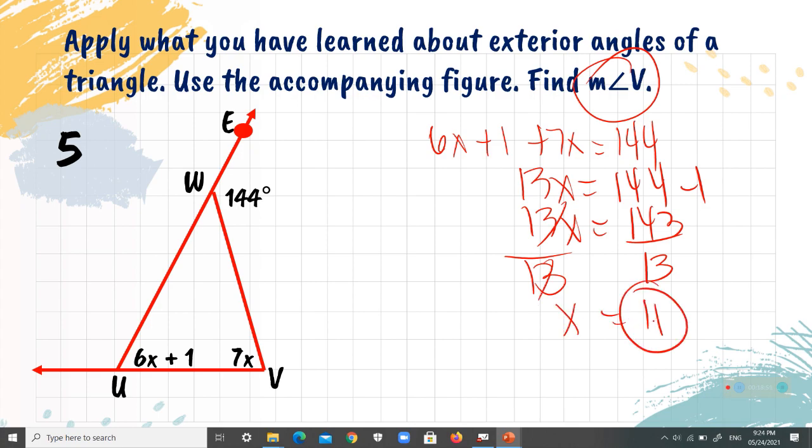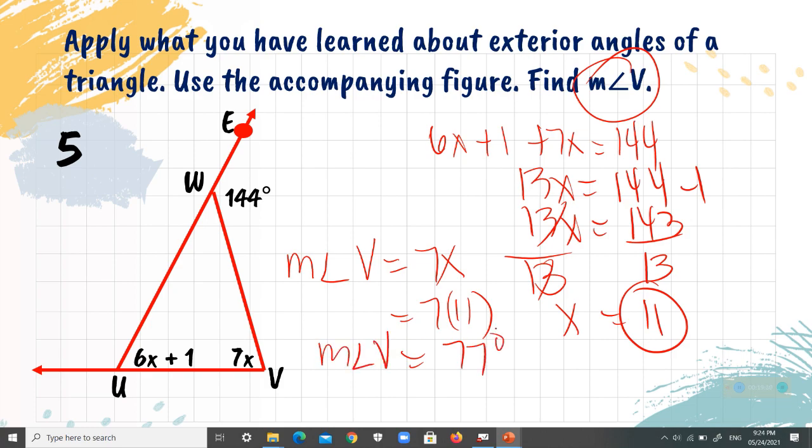So since our x is 11, we are going to substitute. The measure of angle V is 7x. So you will have here 7 times 11 is equal to 77 degrees. And that is the measure of angle V. Okay? So any question with number 5?